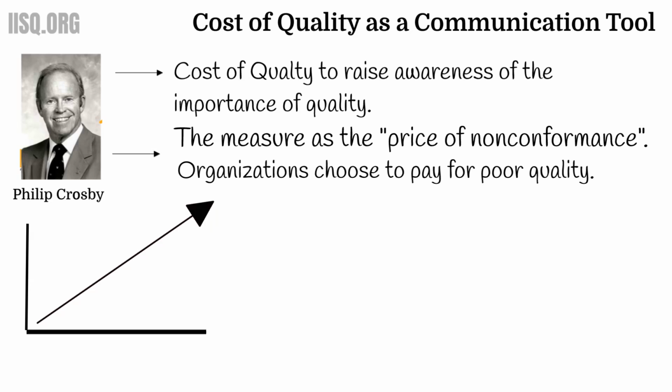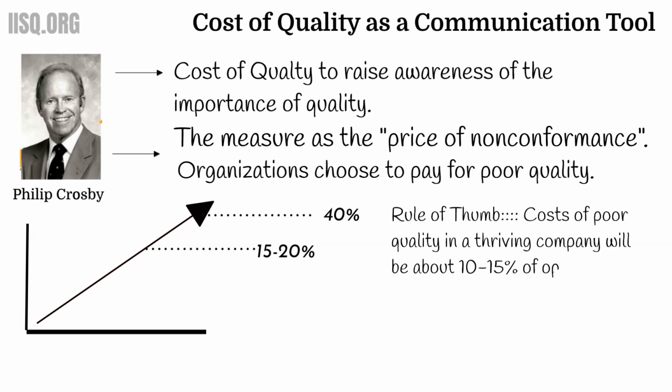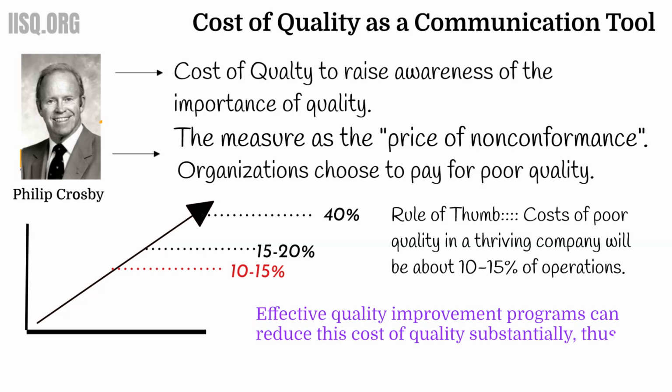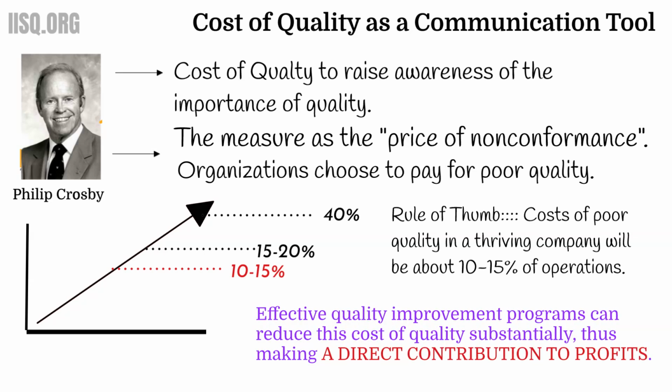Many organizations will have true quality-related costs as high as 15 to 20% of sales revenue, some going as high as 40% of total operations. A general rule of thumb is that costs of poor quality in a thriving company will be about 10 to 15% of operations. Effective quality improvement programs can reduce this substantially, thus making a direct contribution to profits. The quality cost system, once established, should become dynamic and have a positive impact on the achievement of the organization's mission, goals, and objectives.